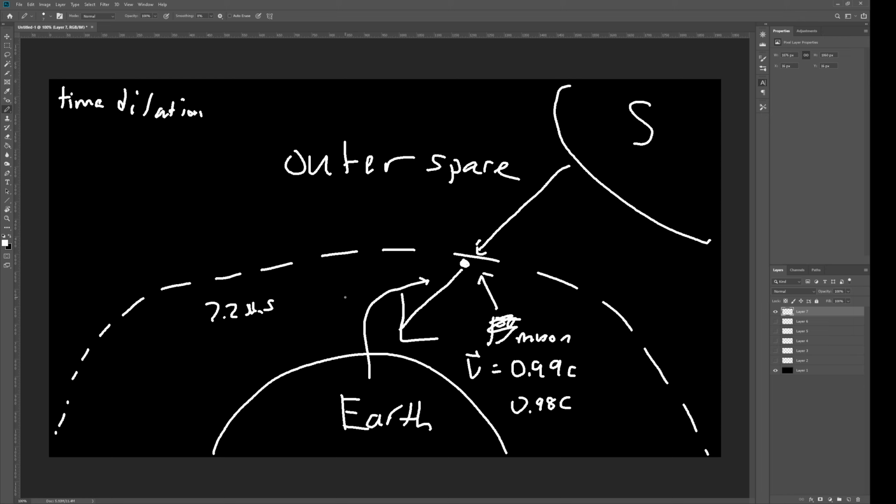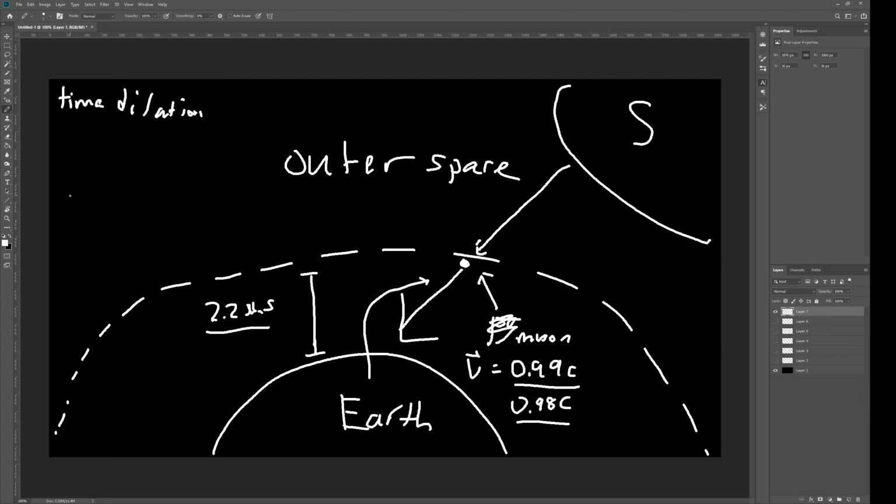And if you do the calculations, where the distance from here to here, you find out the distance between the atmosphere and the Earth, you find that 2.2 microseconds is not long enough for an object moving at 0.99c or 0.98c to actually hit the Earth. So what's going on? What's actually going on is time dilation.